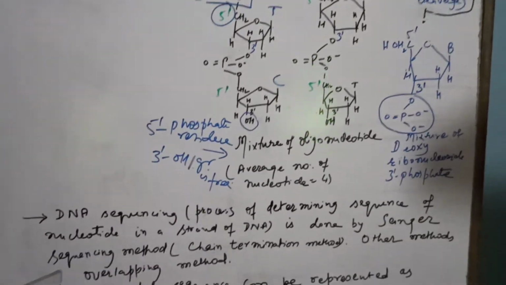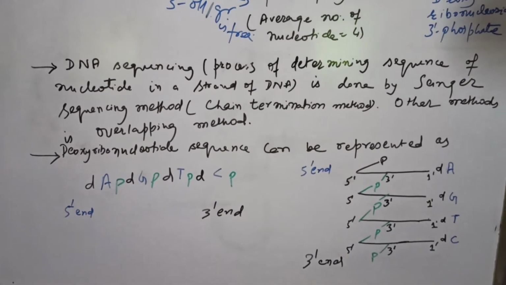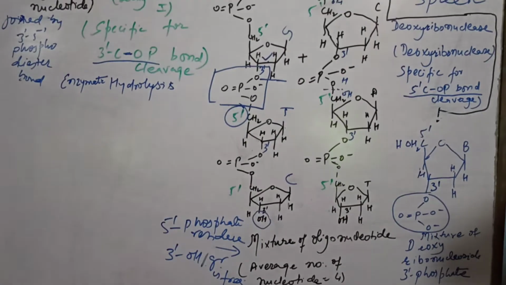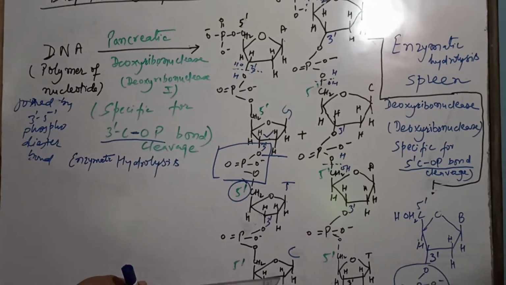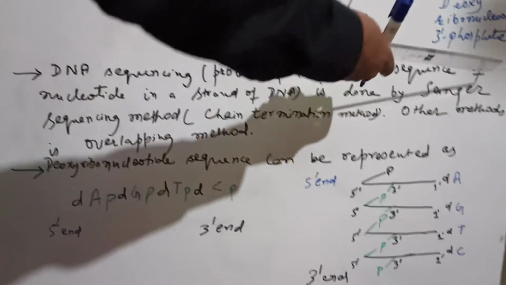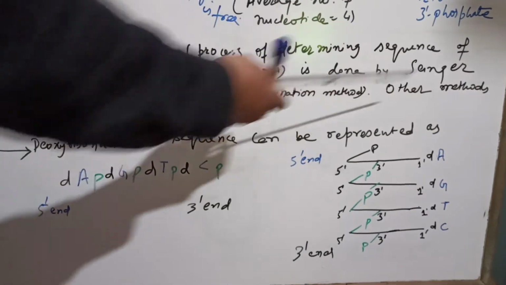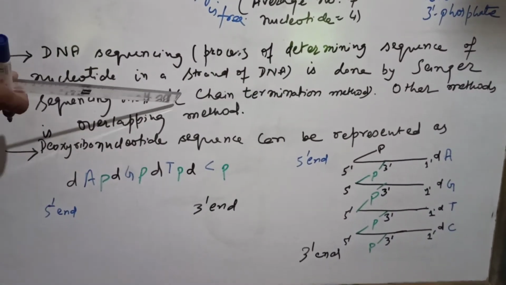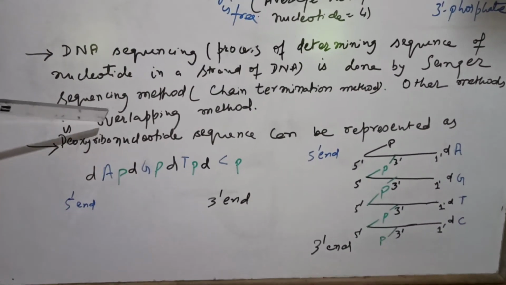Now once this is established, that DNA is a polymer of deoxyribonucleotide monomers joined by 3 prime 5 prime phosphodiester bonds, the question arises about sequencing. So here is DNA sequencing. The process of determining the sequence of nucleotides in a DNA strand is done by the Sanger sequencing method. It is also called the chain termination method. Other methods reported include the overlapping method.